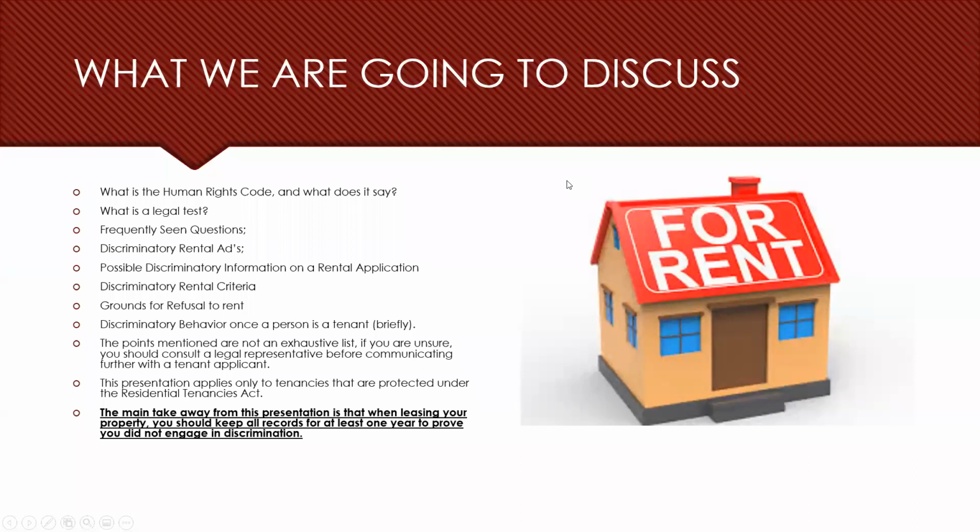So what we're going to discuss today is what the Human Rights Code is, what it says, and what the legal test is. We're going to deal with some frequently seen questions that our office gets. We're going to talk about discriminatory rental ads, possible discrimination on rental applications, discriminatory rental criteria, and grounds for refusal to rent. We're also going to talk very, very briefly about behavior once a person is a tenant.